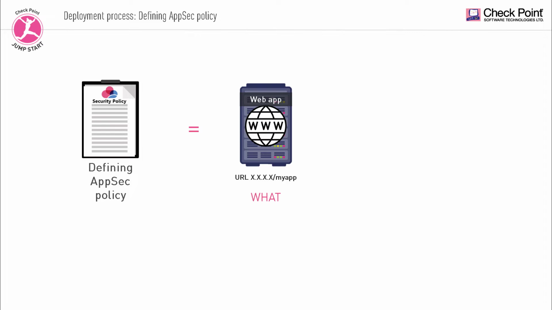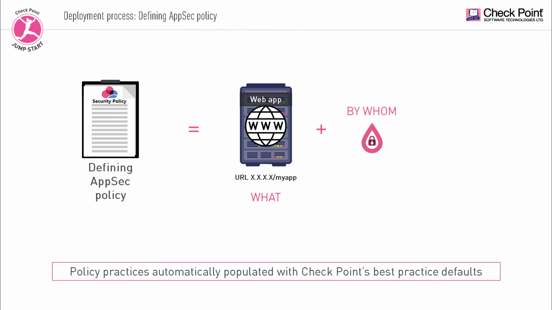Let's break it down. Defining the AppSec policy includes defining the assets we wish to protect and the type of agent deployment we wish to implement. Policy practices will be automatically populated with Checkpoint's best practice defaults at the end of this process. This policy will be enforced by the Nano Agents. In our use case, since we would also like to protect web APIs on top of applications, we will need to upload an API schema to enforce the API calls being sent to the application.